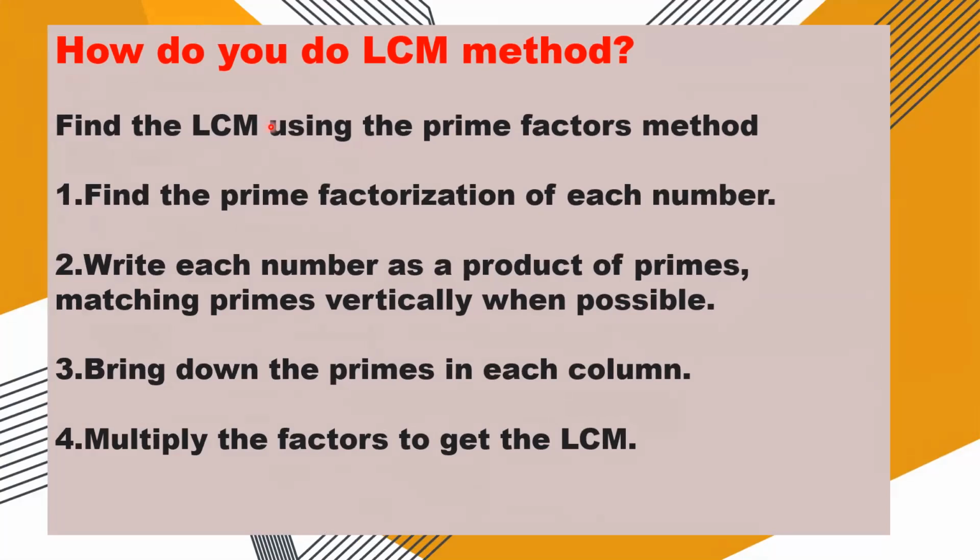So there are two methods to find the LCM. The first one is short division, and this one is the prime factors method. Number one, find the prime factorization of each number. Number two, write each number as a product of primes and match primes vertically when possible. Number three, bring down the primes in each column. And number four, multiply the factors to get the LCM. So in the prime factors method you are using multiplication, and in the short method it is division. Okay?